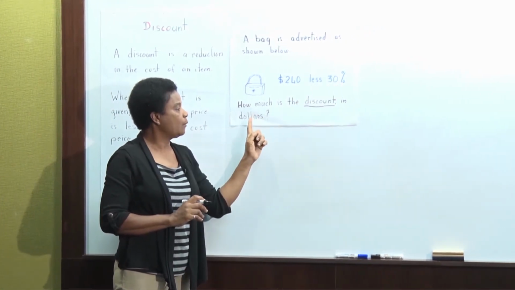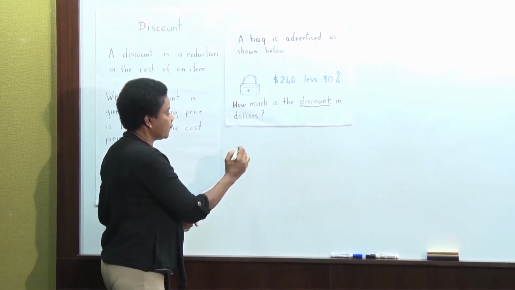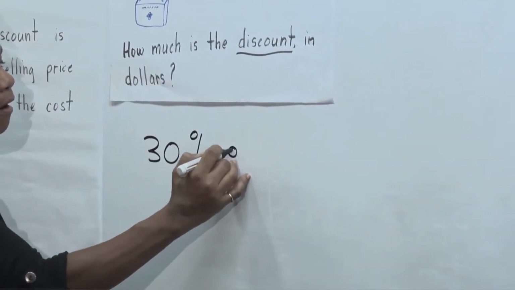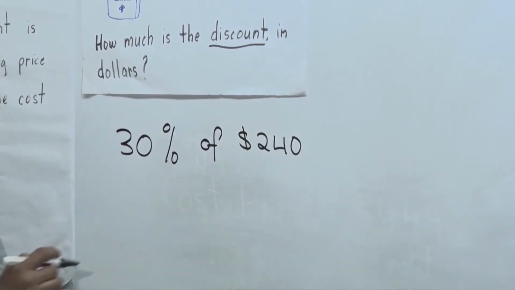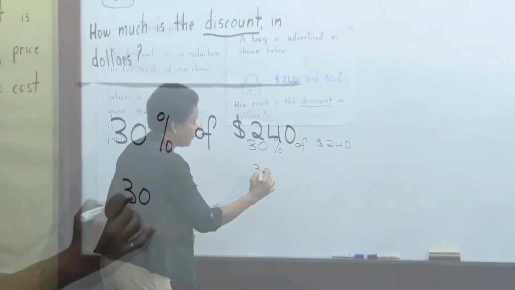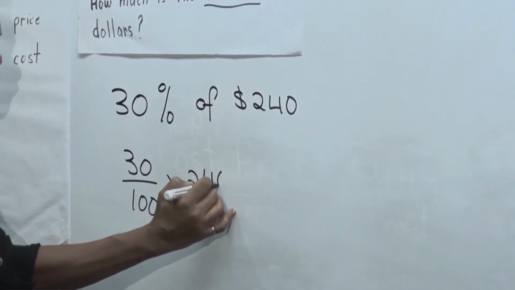30%. But we want the discount in dollars, in money. So let's work. We can work 30% off the $240. Isn't that so? That's the discount. Let's go. 30% off $240.